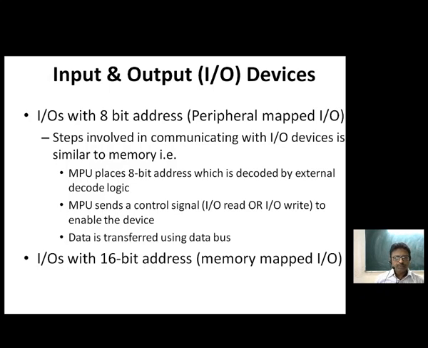Similarly, we have input output with the 16-bit address, that is memory mapped input output. In this second case, the input output unit is also considered as a type of memory unit, and that is why it is called memory mapped input output. It means input and output devices are mapped just like memory. But in peripheral mapped input output, devices are mapped as separate devices, that is peripheral devices.